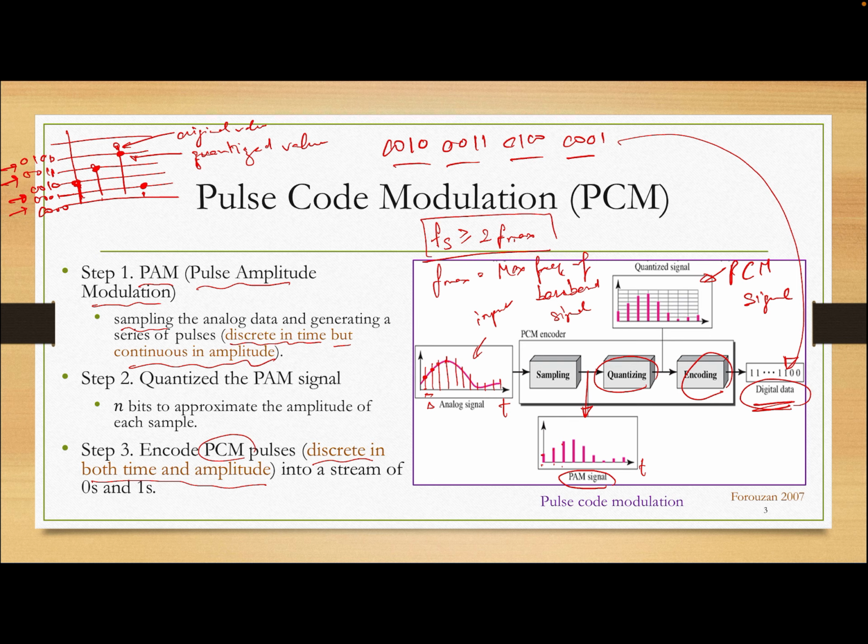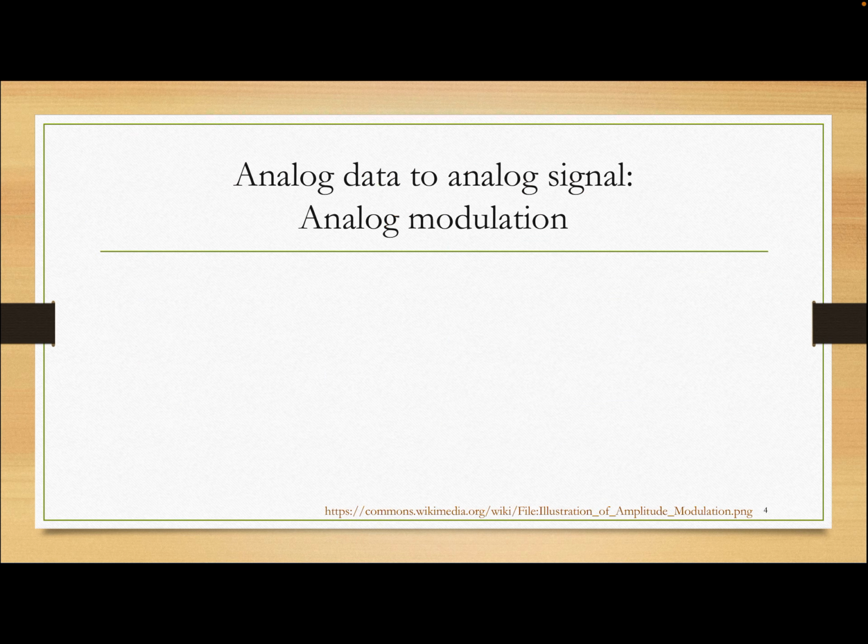So this is the digital data over here that you transmit. This is how you do PCM. After you sample, you get PAM. After you quantize, you get PCM. Then you encode into a digital stream that you can transmit, using line coding or using digital modulation. Okay, this is the A to D converter.